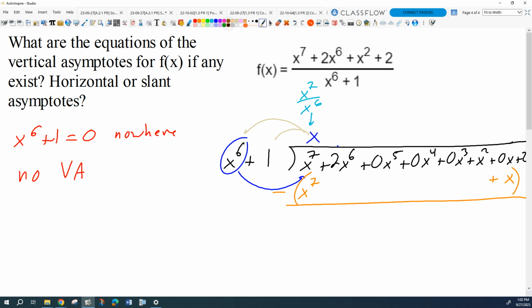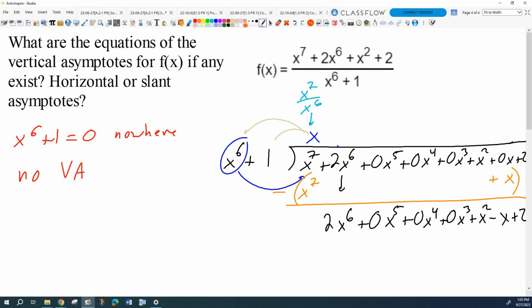I would just bring this down because I'm subtracting 0. So 2x to the 6th plus 0x to the 5th plus 0x to the 4th plus 0x cubed plus x squared. 0x minus x is what? Negative x. So minus x plus 2. Okay, now what? Do it again.